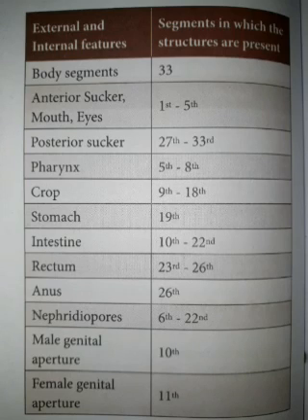The anus is located in the 26th segment. The digestive waste is excreted through the anus. Nephridiopores are located in the 6th to the 22nd segment. Male genital aperture is located in the 10th segment. Female genital aperture is located in the 11th segment.